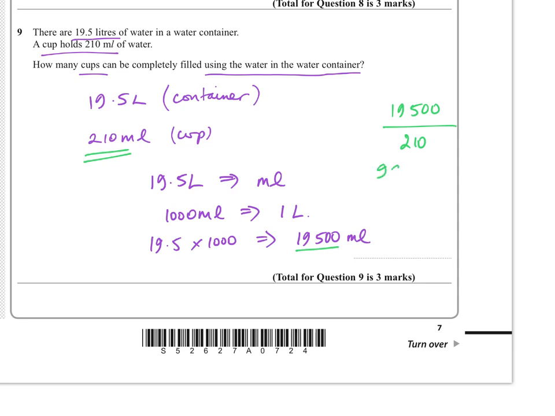That gives me 92.857142 recurring. Now it says how many cups can be completely filled, so we really should say 92 cups, because this decimal part is not a complete cup.